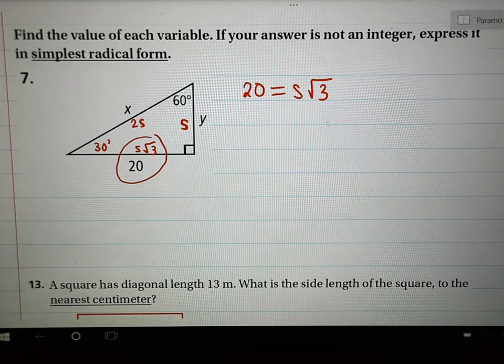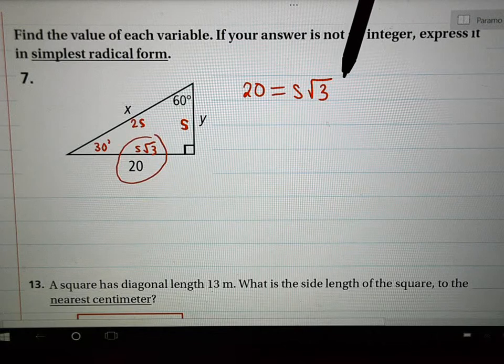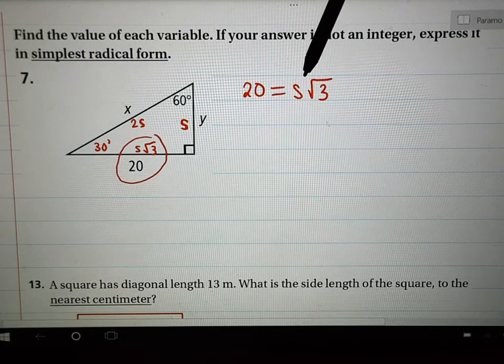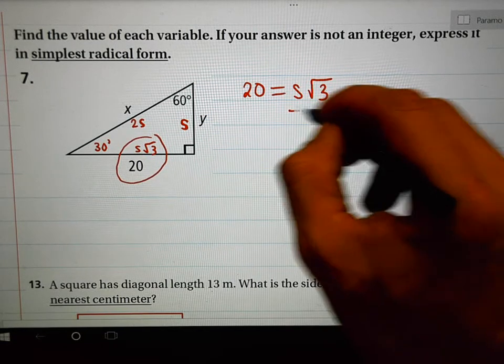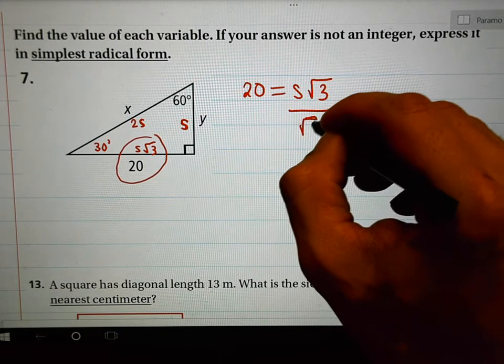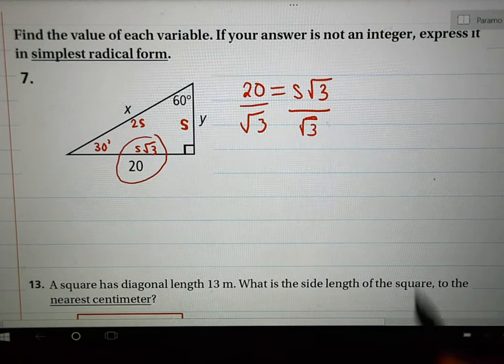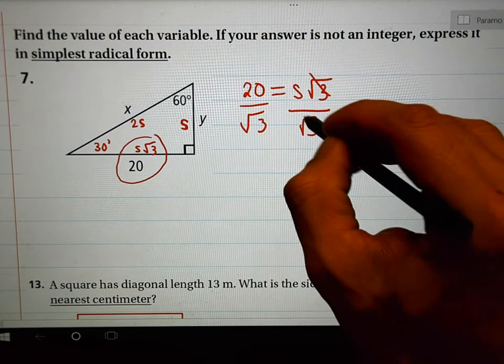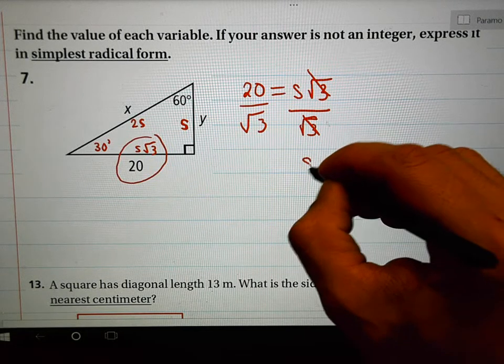If I want to find out what s is, you need to get the s by itself. This means it's s times the square root of 3. To get it by itself, you do the opposite of times by the square root of 3. Well, the opposite of times by square root of 3 is divide. The square root of 3 divided by the square root of 3 goes into each other one time. You're left with 1s on this side.